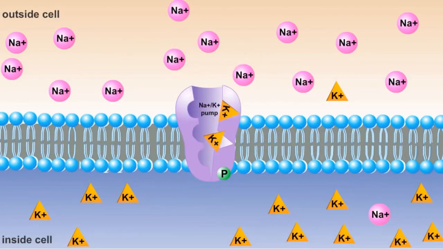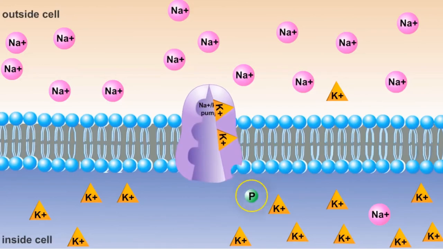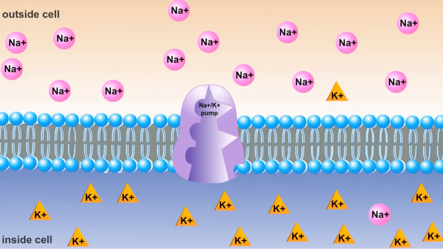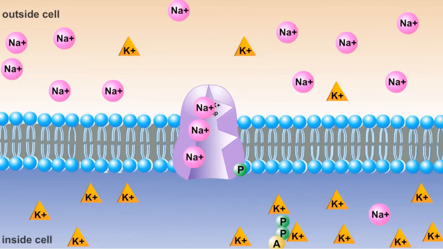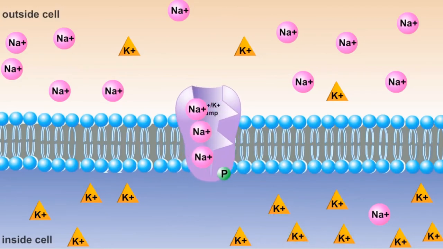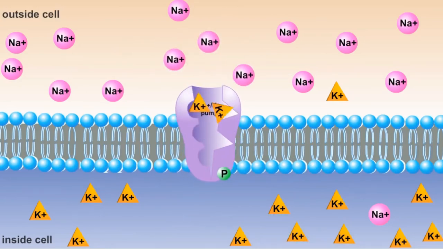Next, 2 potassium ions position themselves within the carrier protein, causing it to undergo another change in shape. In the process, the phosphate molecule is released. Once the phosphate molecule is released, the carrier protein expels the potassium ions into the interior of the cell. The carrier then resumes its initial shape, completing the cycle. Notice that for every 3 sodium ions leaving the cell, 2 potassium ions enter.